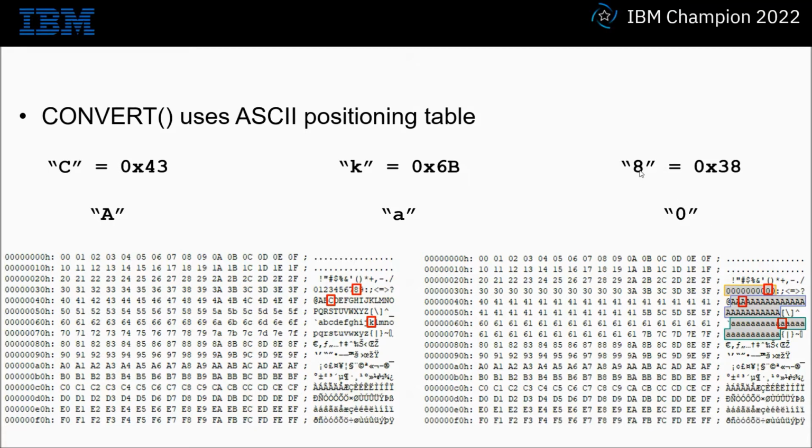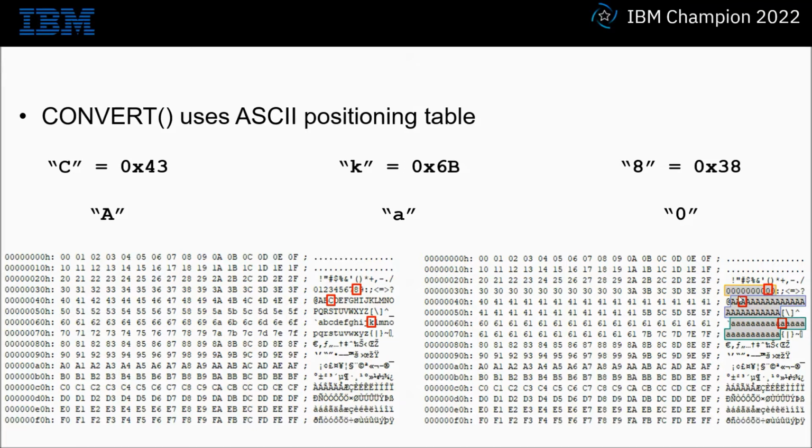Final example, the number 8. In hex 38. We look at the fourth row, labelled 30H, across at the 9th character, and we get an 8 returned on a normal ASCII table. However, with the custom table that we present to the convert function, we get back the number 0.